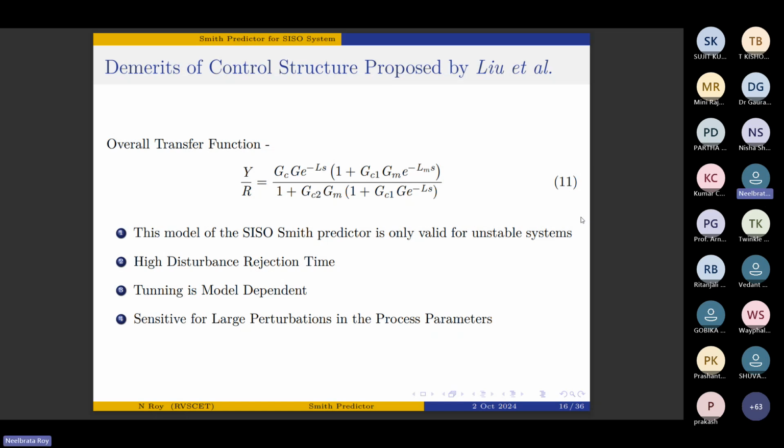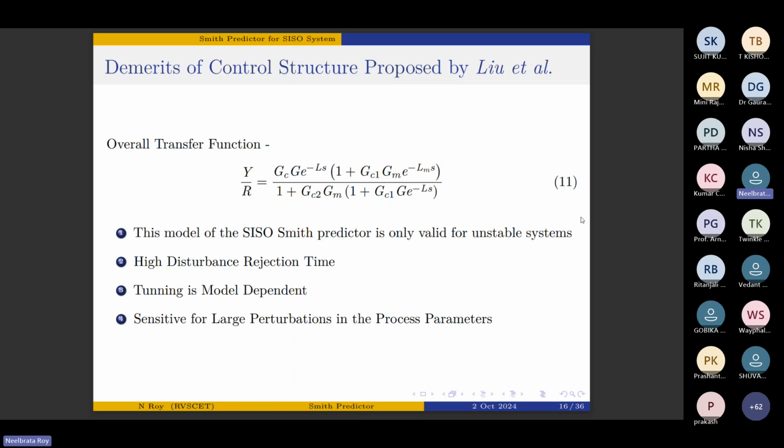By model dependent, I mean that a particular tuning method is valid only for particular kinds of models. It is not valid for any kind of model. And fourthly, it is very sensitive to large perturbations in process parameters. That means if I vary the delay or vary other values of the transfer functions, the output will get highly affected. So to overcome this, we propose to change the tuning method.